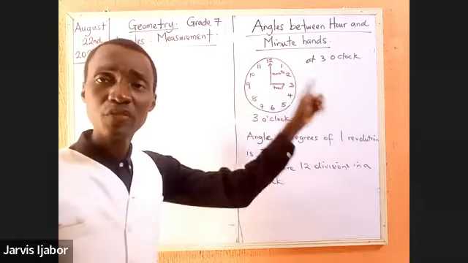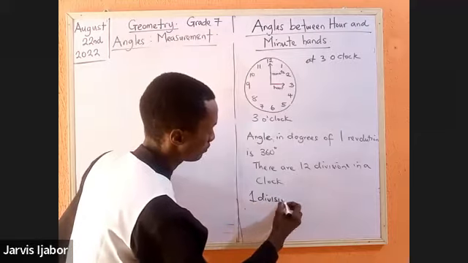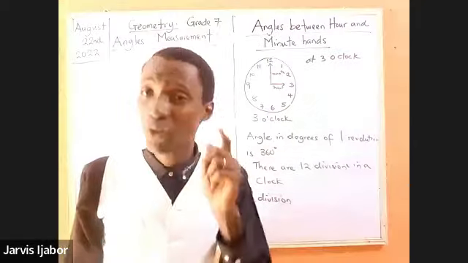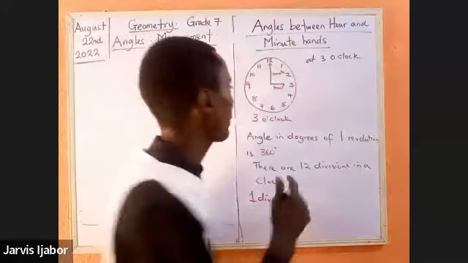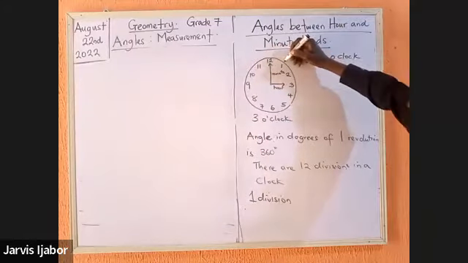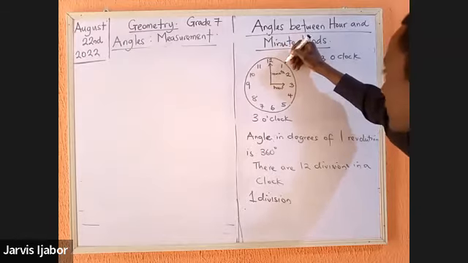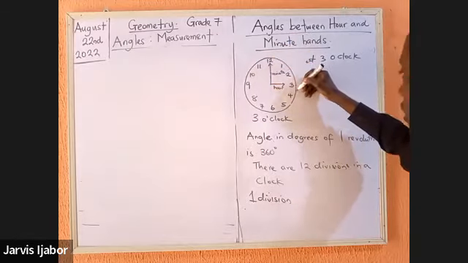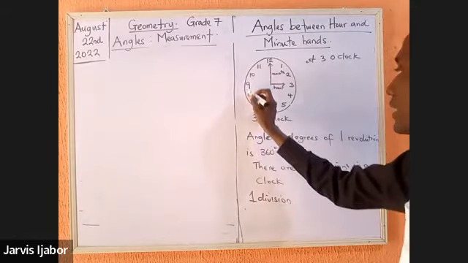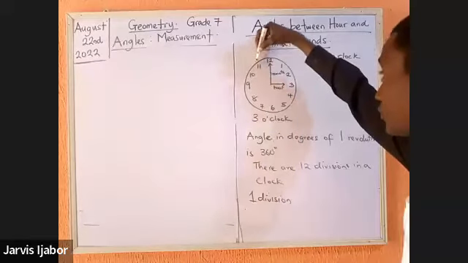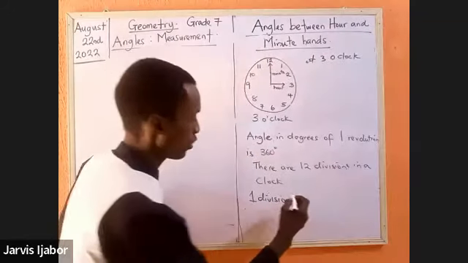So if there are 12 divisions in a clock, it will mean that one division, now what do we mean by one division? Because I've counted it like this, some students might get a little confused. A division is the space. Look at this: 1, 2. When I move from one step to the next, it's a division. 1, 2, 3, 4, 5, 6, 7, 8, 9, 10, 11, 12. So that's the 12 divisions I'm talking about.